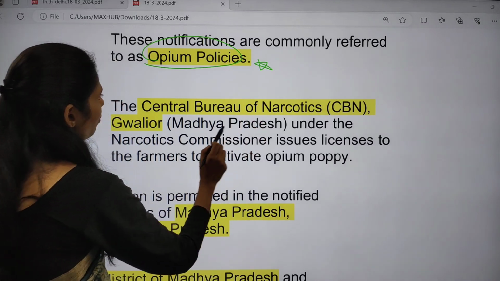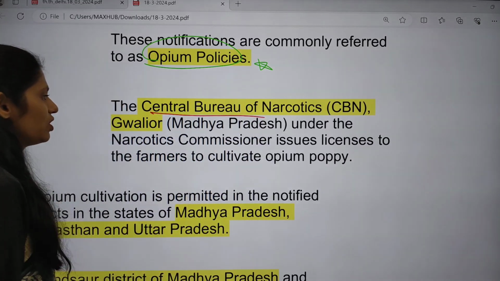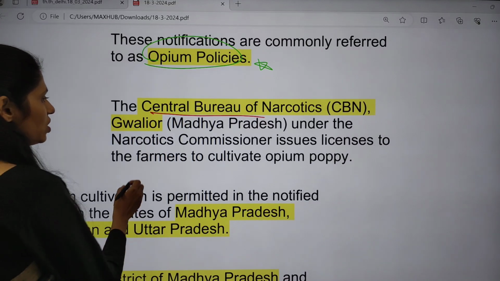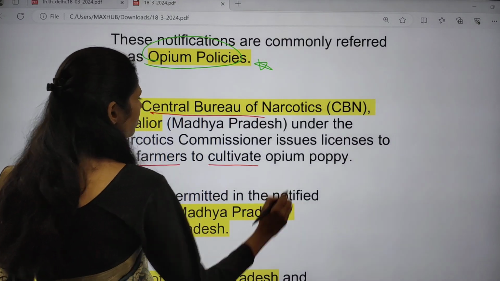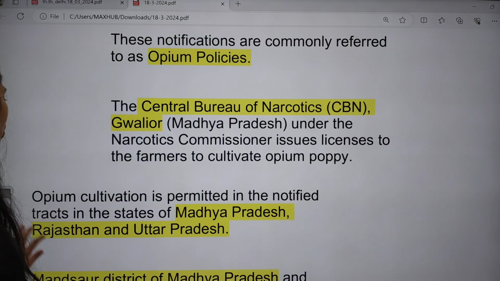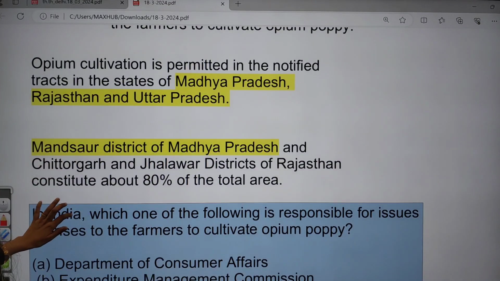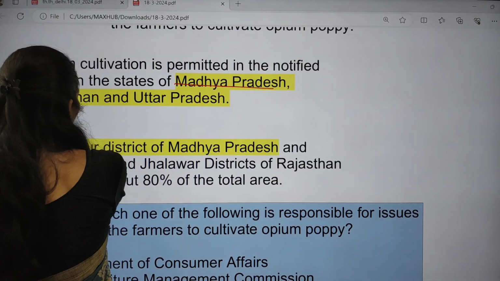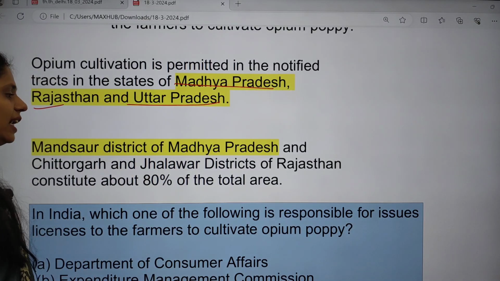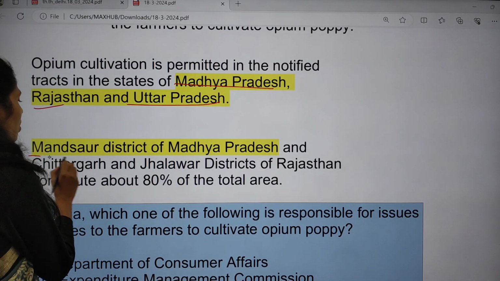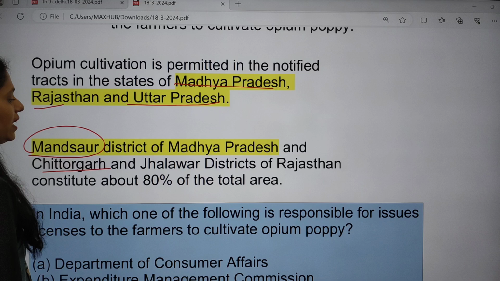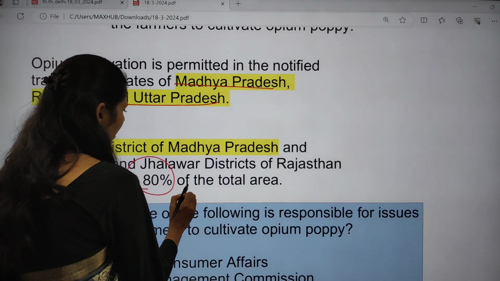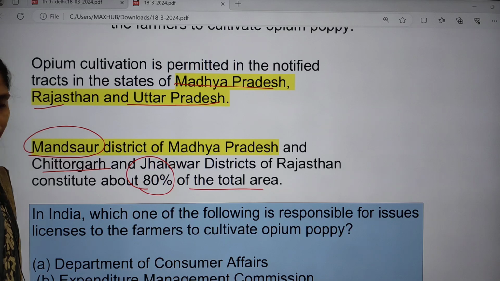And the Central Bureau of Narcotics, that is CBN, which is located in Gwalior, under the Narcotics Commissioner, issues licenses to farmers to cultivate opium poppy. Opium cultivation is permitted in the notified tracts, especially in states like MP, Rajasthan and UP. In MP, Mandsaur district, and Chittorgarh and Jhalawar districts of Rajasthan constitute about 80% of the total area.